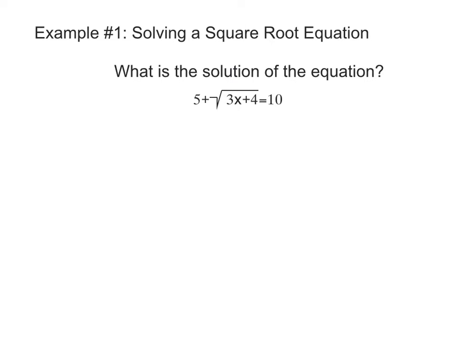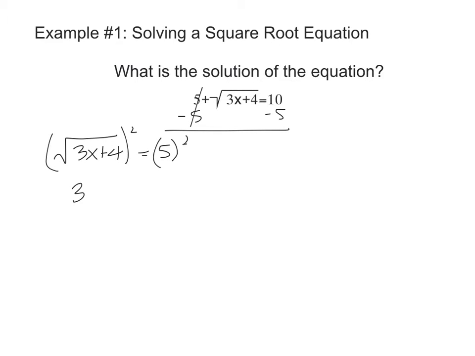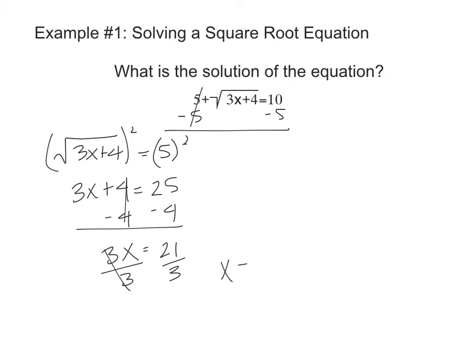Alright, so in example 1 it says, what is the solution of the equation? So in order to solve this, we first need to get the radical by itself. So this is 5 plus that radical, so we need to subtract 5 on both sides. And then we're left with the square root of 3x plus 4 equal to 5. Okay, then the opposite of square root is squaring. So that will leave us with 3x plus 4 equal to 25. Okay, keep solving for x. If we subtract 4, we'll get 3x equal to 21, and then finally divide by 3, and x will equal 7.